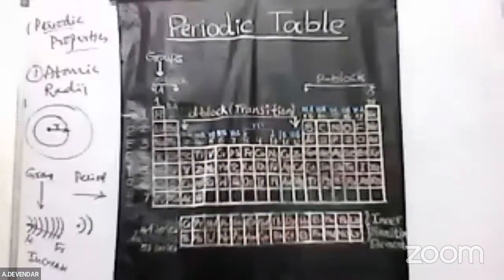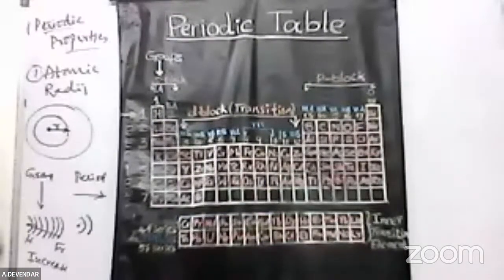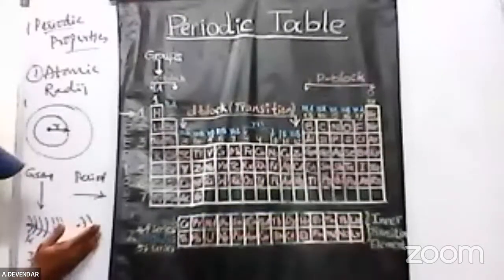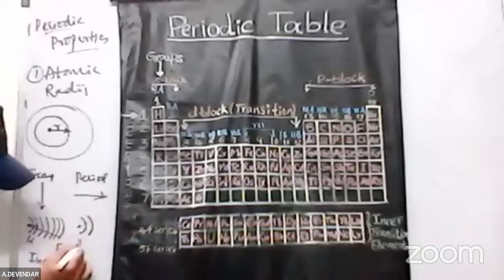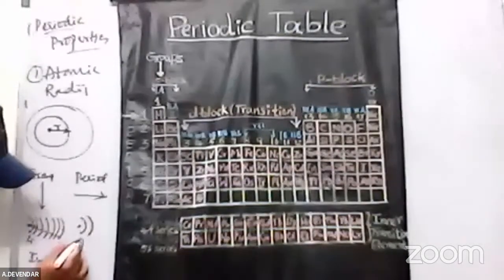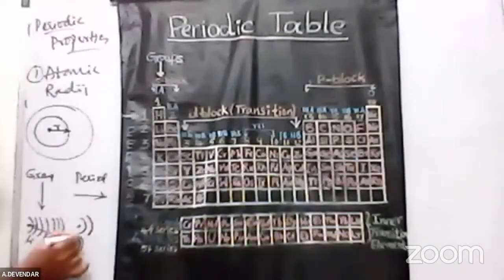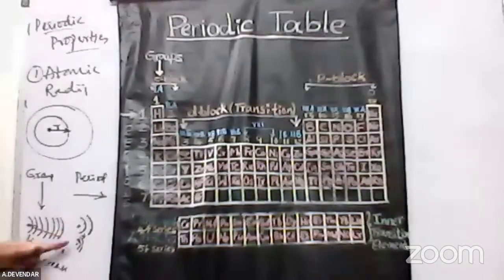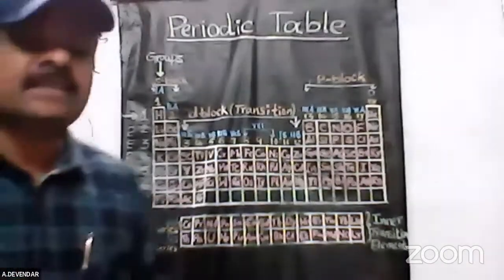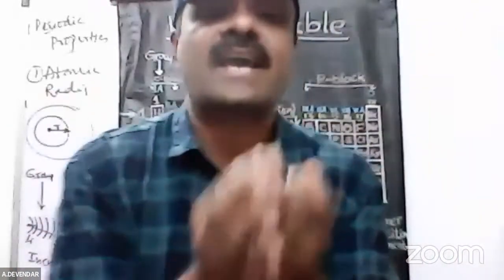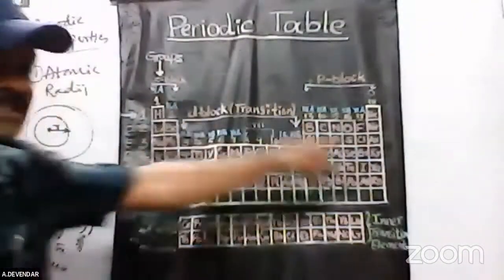If the number of electrons increases, what happens? The nuclear attraction force increases, so they come very close. If electrons are coming closer compared to this one, then you compare. So if the number of electrons increases, the nuclear attraction force increases. They are very close. That's why the size decreases from left to right.